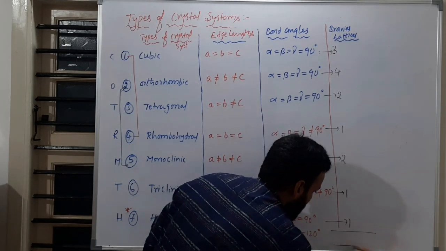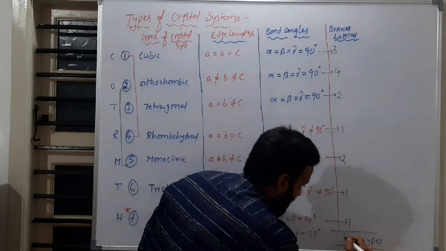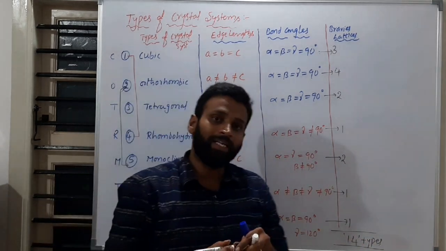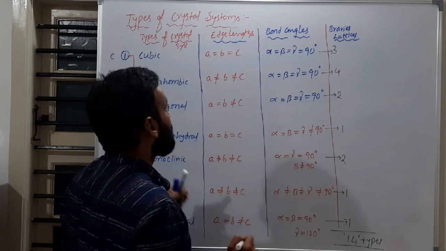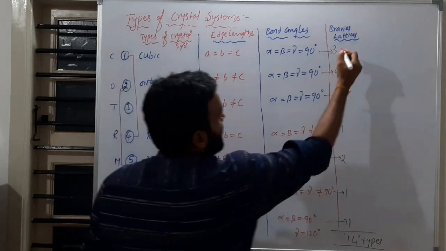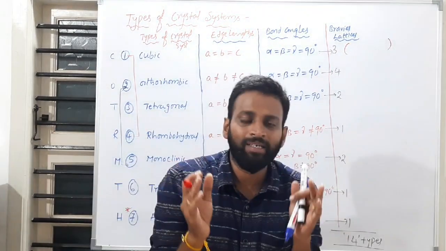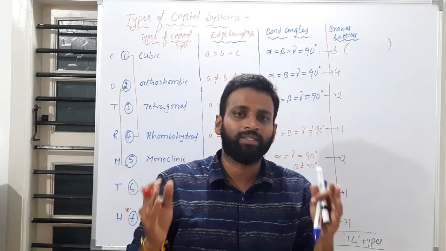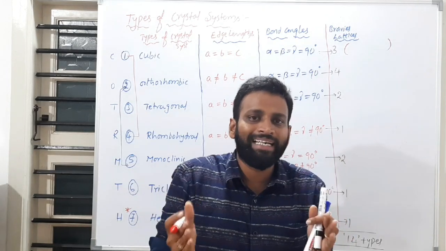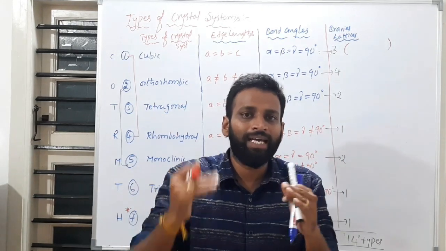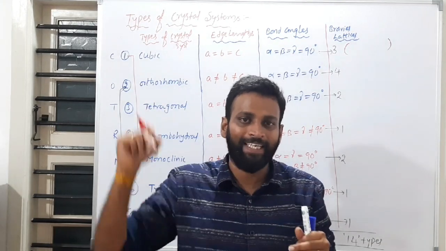So in total, how many crystal systems? You will have 14 types. How many types? 14 types of crystal systems you will have. What are those? Let's see in a simple way. Those systems are based on positions. If atoms are present only at corners, that is called primitive. Atoms or ions present at corners as well as the 6 face centers, that is face centered cubic, FCC.